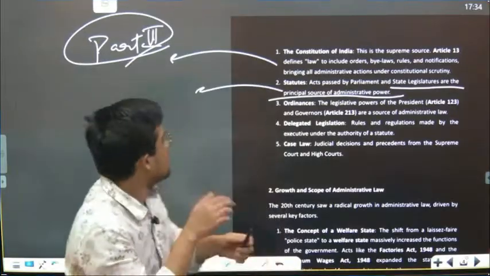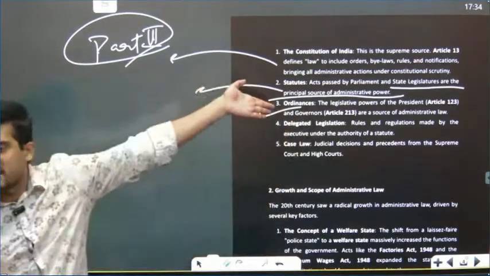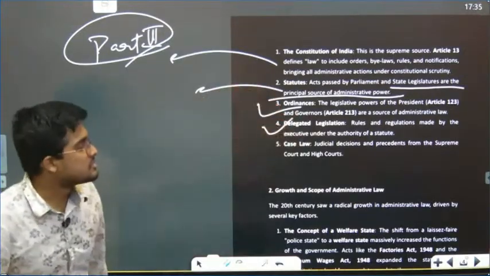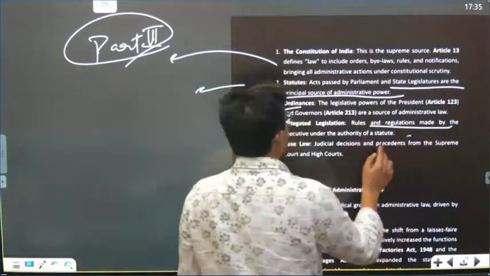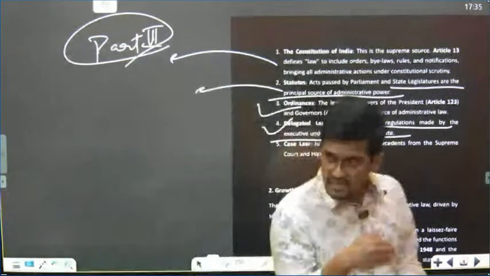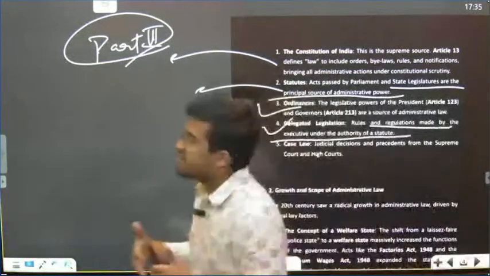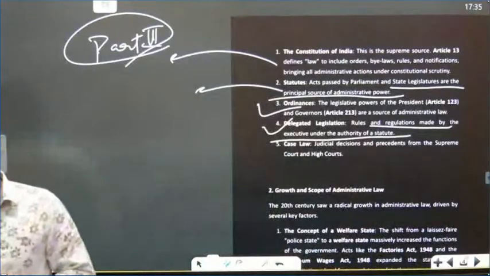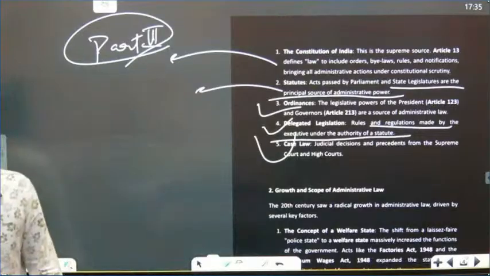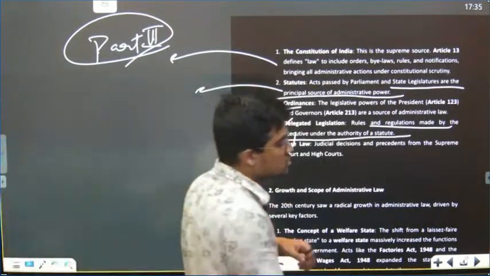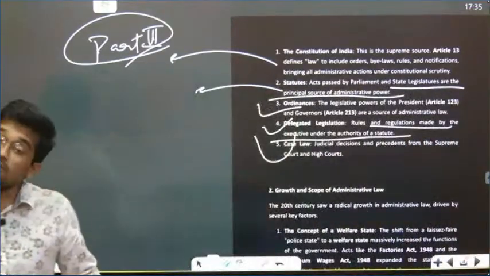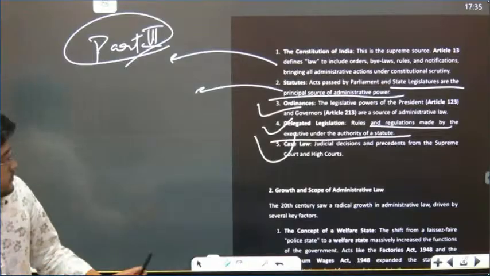Ordinances, similar to statutes, are basically brought by the governor or the president. Delegated legislation, rules and regulations made by the executive under the authority of a statute. So with delegated legislation, you understand by now that the law making power is given to the executive to carry out certain day-to-day functions. And cases, High Court and Supreme Court cases, are taken as a source of administrative law. If the Supreme Court has said that you have to function in a particular way, there is no other way.